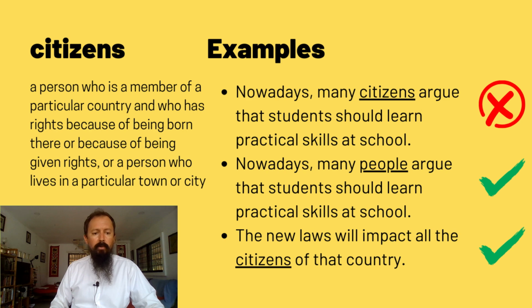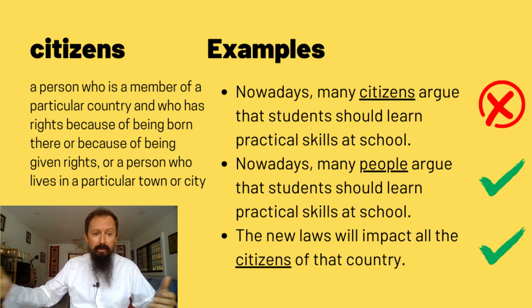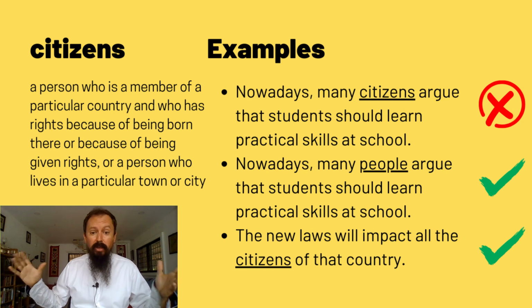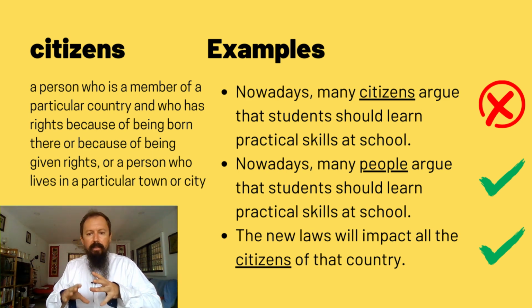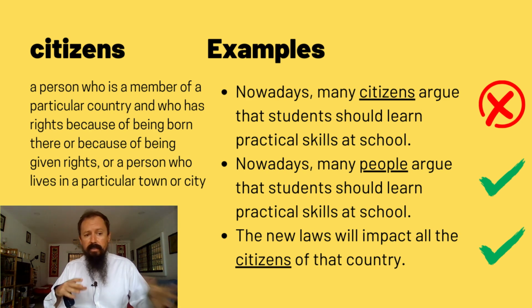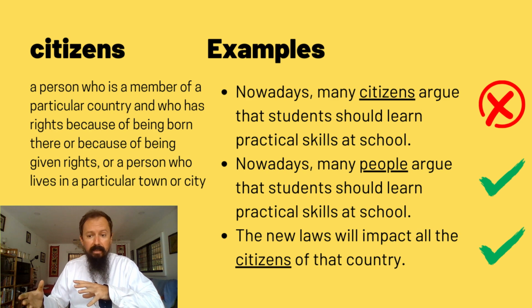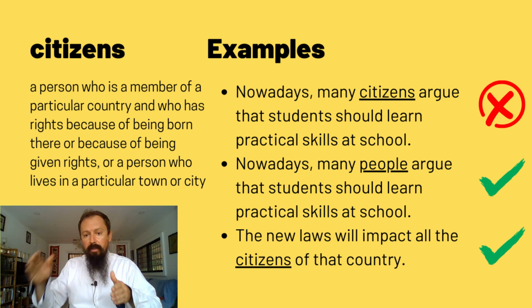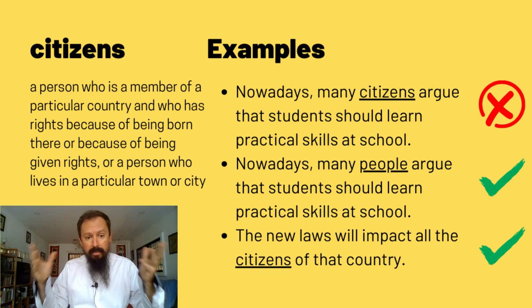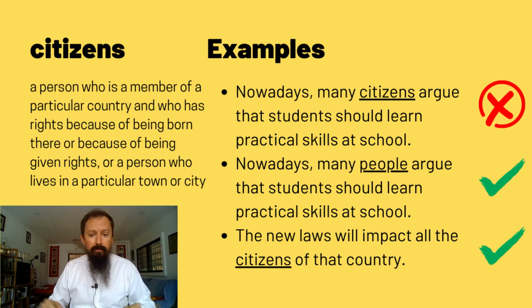So again, if you use it generally, many citizens argue that students should learn practical skills. Nope, not acceptable, not correct, not logical. We could just replace it with people. And as long as you're not using people 10 or 15 times in your essay, it's not a problem. But if we frame it, the new laws will impact all the citizens of that country or the citizens of that city. That's fine because it's referring to people according to the place where they live, so it has context, it has meaning, and it is correct.